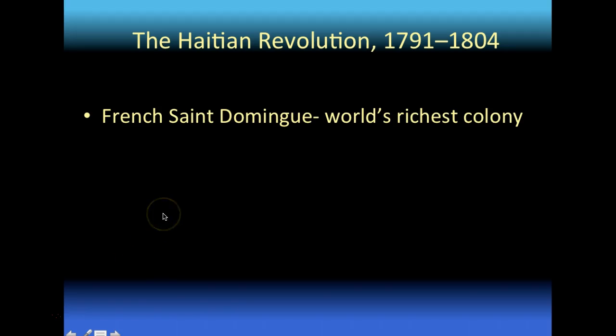So the Haitian Revolution is the third of the Atlantic revolutions, the third to take place, and it started in 1791, a couple years after the beginning of the French Revolution. And a few things about this territory. French Saint-Domingue was the world's richest colony in mainly sugar and coffee, producing about 50%, which is a pretty impressive number for something so addictive.